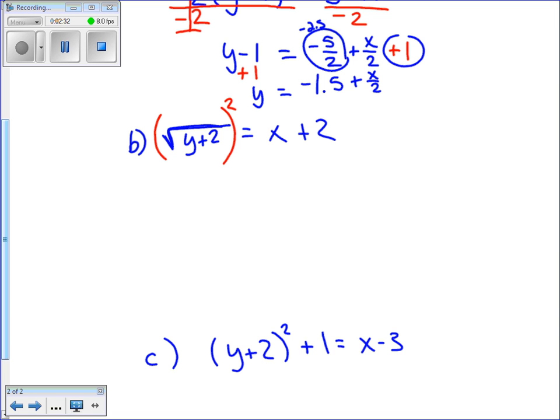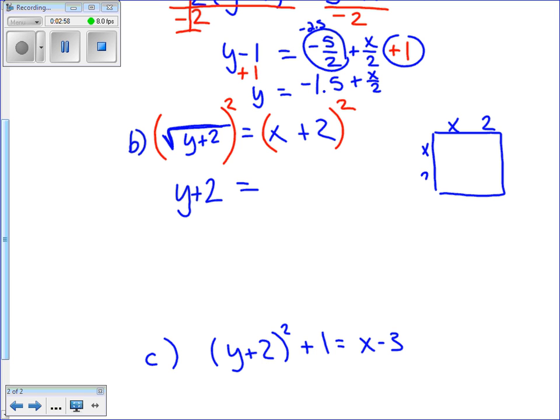The square root of anything squared is just itself. So I'm going to square both sides. Now remember that squaring both sides means I'm squaring x plus 2 all together over here on the right. So over here, the square root of y plus 2 squared is just y plus 2. And x plus 2 squared, remember, that's like thinking of a square that sides are x plus 2 by x plus 2. And if you want to find each individual part of that and then add them together, that's one way of finding x plus 2 squared.